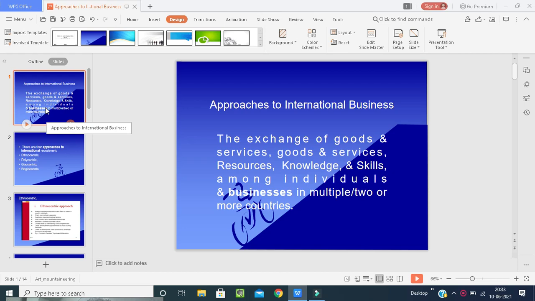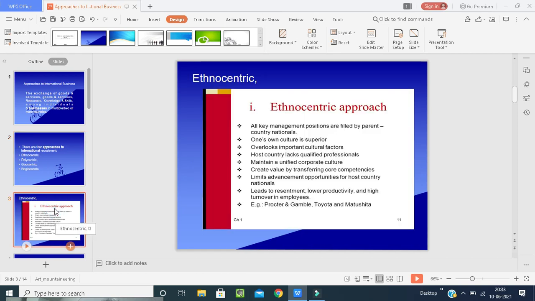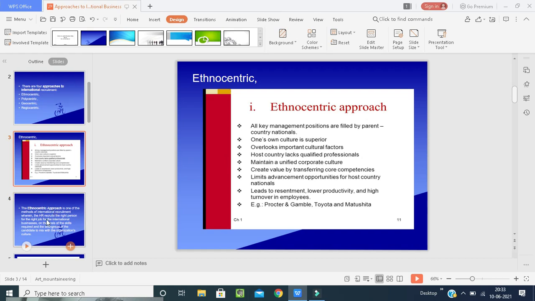Now, what approaches are needed in international business that we are going to learn? There are four approaches in the recruiting of international business. First one is ethnocentric, second one polycentric, third one geocentric, fourth one regiocentric. We'll learn one by one so that you can understand easily. So first, what do you mean by ethnocentric?